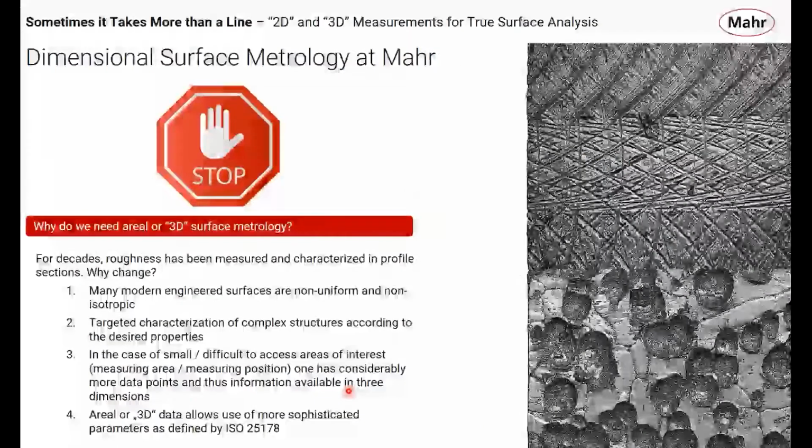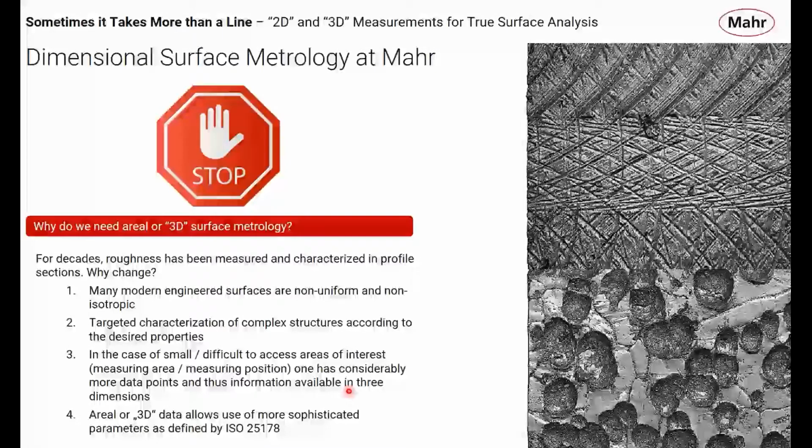So at that point, I'm going to put up the stop sign and let's take a second. Why are we having this discussion? Why are we talking about this? What's the point, Chris? And there's 4 points, really. As it says there, for decades we have been measuring roughness using profiles, and it has worked great. For more than decades, practically a century at this point, we've been doing this. Why change now?